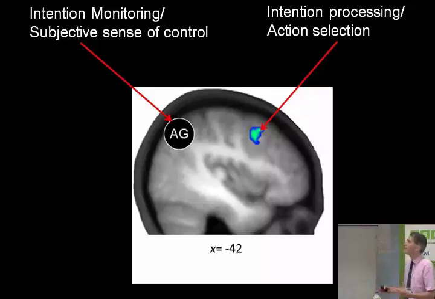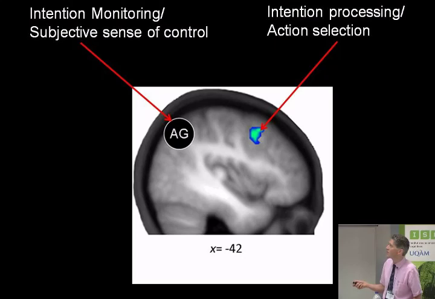And there's a connectivity result as well, which is that we find a stronger connectivity between the frontal cortex, dorsolateral prefrontal, and the angular gyrus in these conflicting not-me conditions. So the underlying model that might come out of this is that maybe the dorsolateral prefrontal cortex, which we know is involved in action selection, is sending a signal from the frontal cortex back to the parietal cortex, such that the parietal angular gyrus is monitoring the frontal processes of action selection and thus producing this subjective sense of control or lack of it.